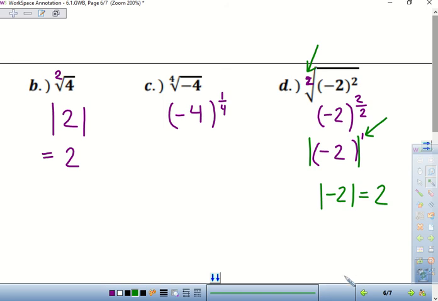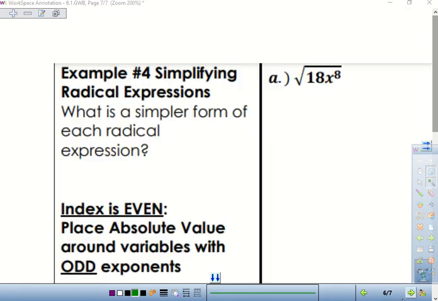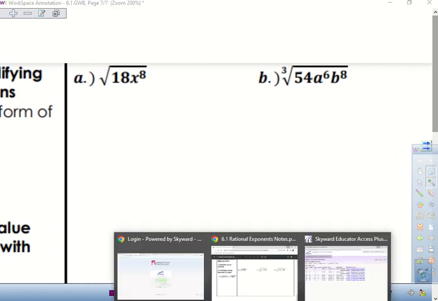Alright, yes? So what's the rule with the odd value? I think it makes more sense when you see it with the variables, but the main rule is if you have an even index and your result has an odd power on it, you have to put an absolute value around the result. Okay. So we're going to use that rule here as we simplify these roots.